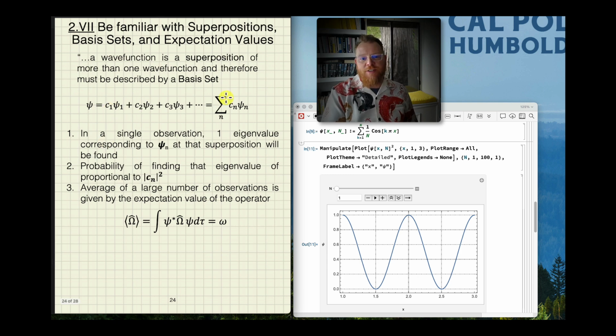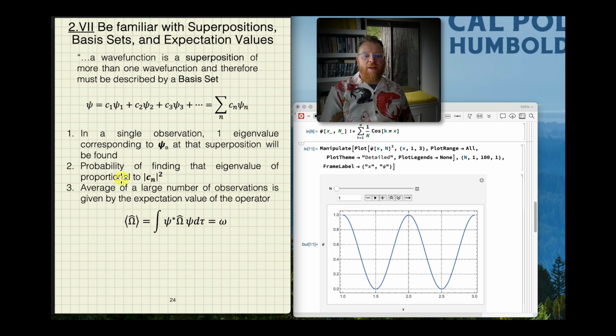So here is just a simplified way of looking at that linear combination, right? A wave function is a superposition of more than one wave function, and therefore all wave functions must be described by a basis set. That basis set is given by this linear combination, right? Some summation where we have some unique constant, some weighting normalization constant in front of each wave function. So in a single observation, one eigenvalue corresponding to one value of psi in that superposition will be found.